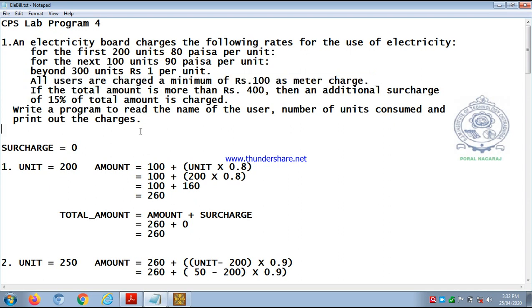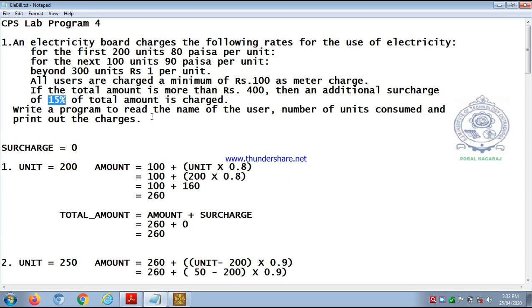Okay, and if the total amount is more than rupees 400, that is your consumed units amount plus 100 rupees meter charge all put together exceeds rupees 400, then an additional surcharge of 15% of the total amount is charged. So this is the condition.